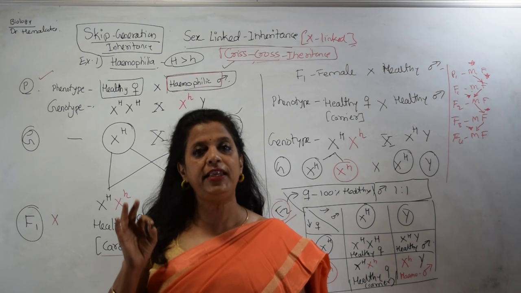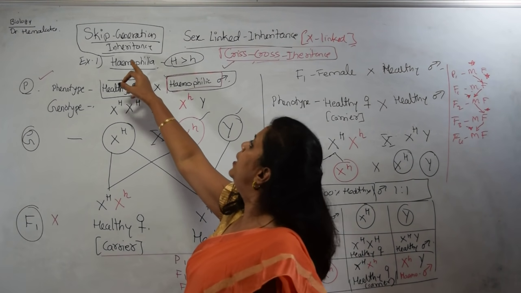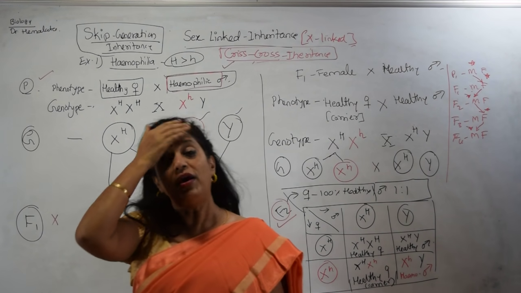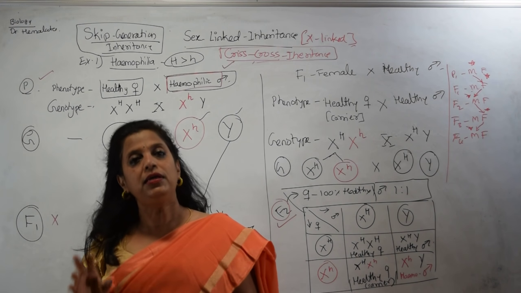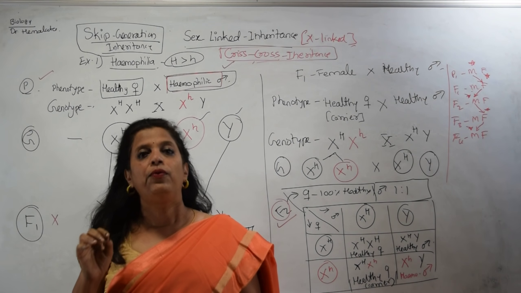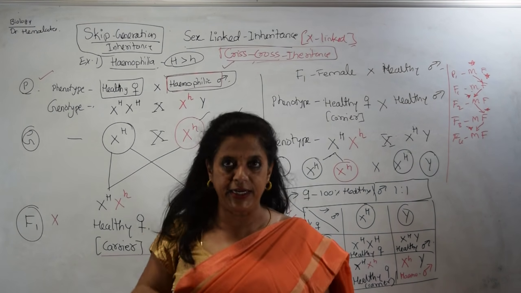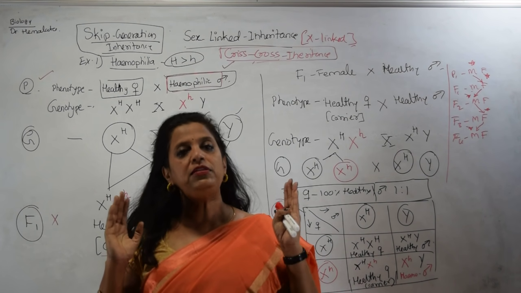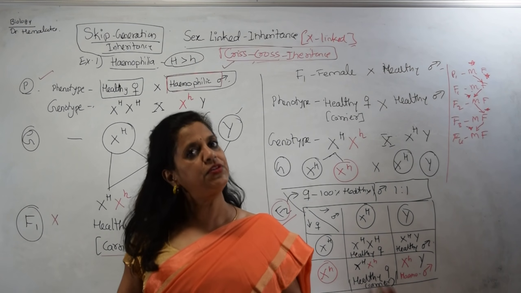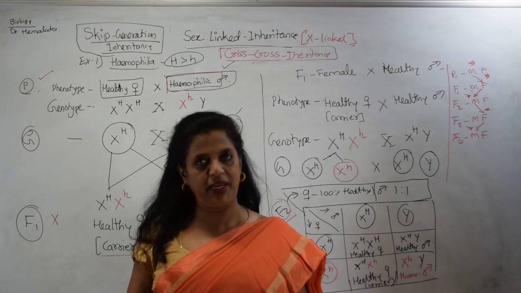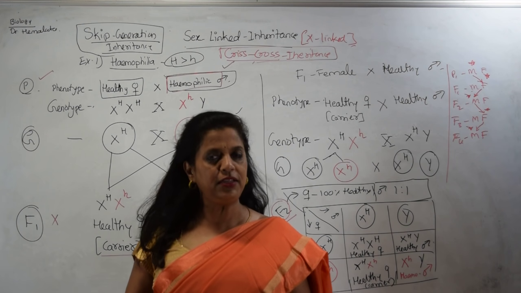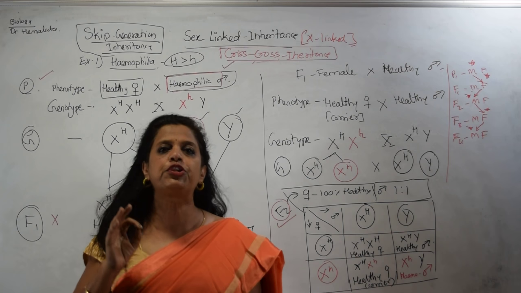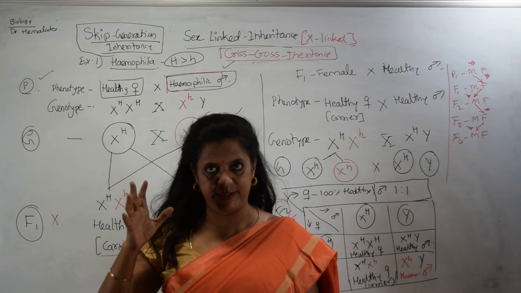So, sex-linked inheritance itself is called either skip generation inheritance or crisscross inheritance. Then, what is their meaning? In sex-linked inheritance, whenever it is transmitting genetically transferred diseases or characters, if it appears in one generation, it skips the next generation. It won't appear in the next generation. Again it reappears in the third generation. Again it skips the fourth generation. Therefore, we call this skip generation inheritance.